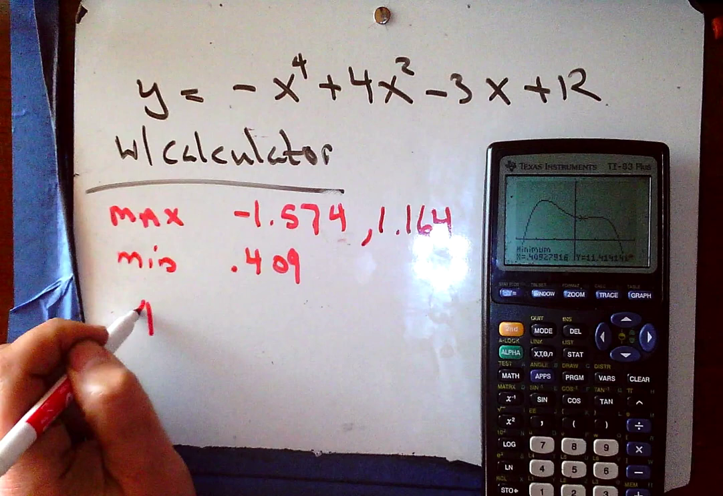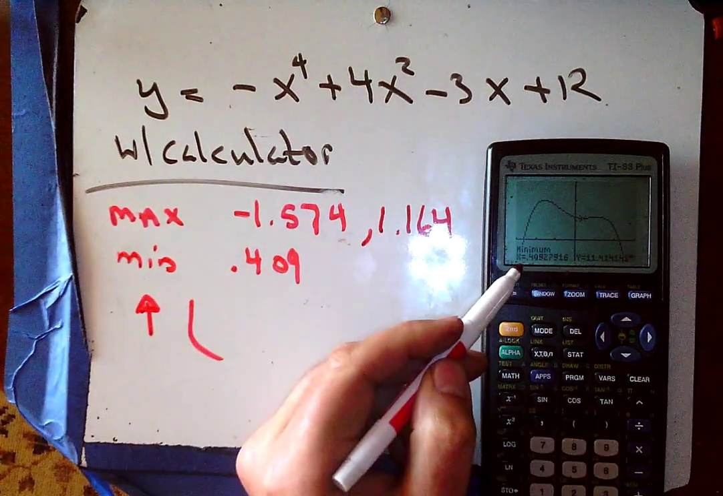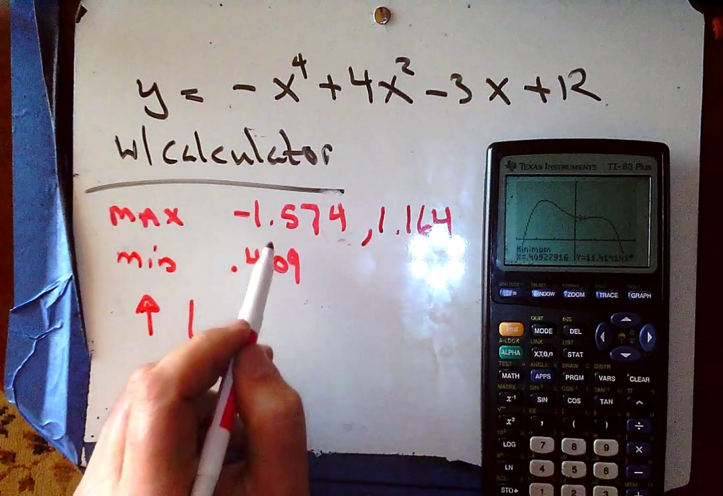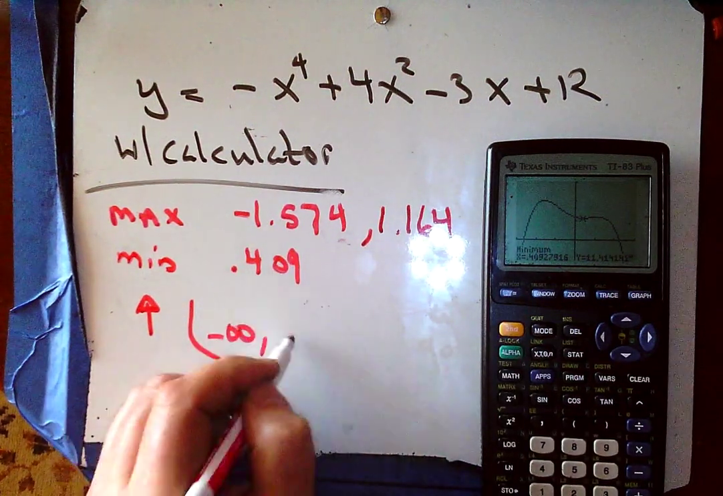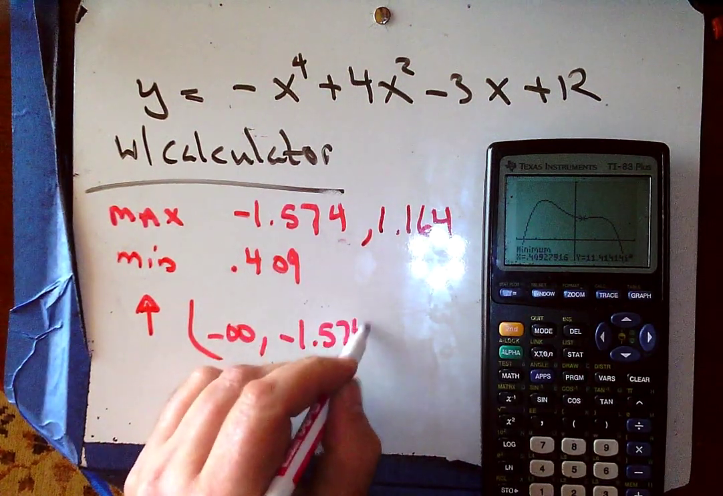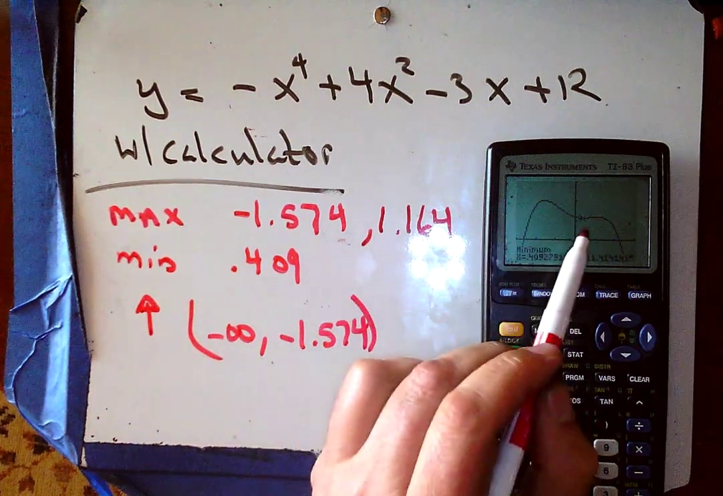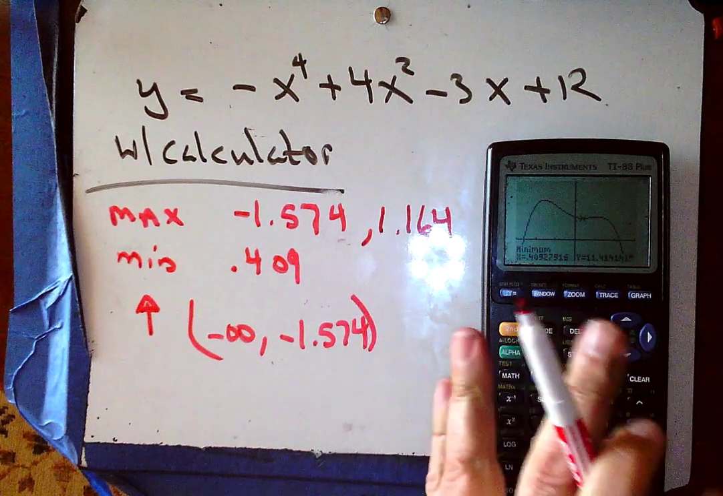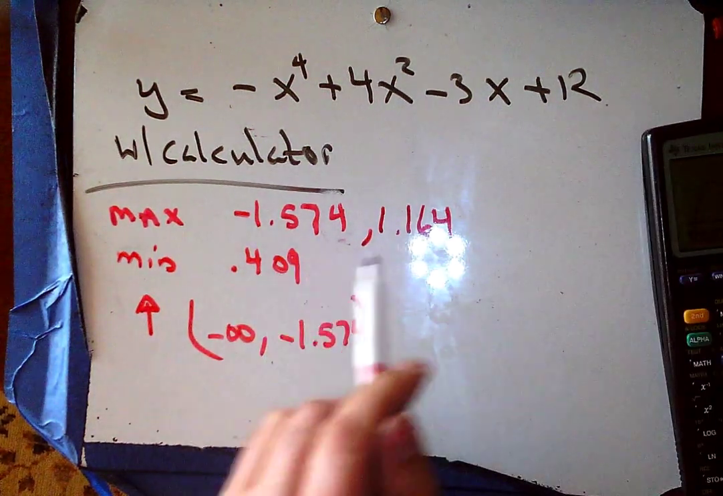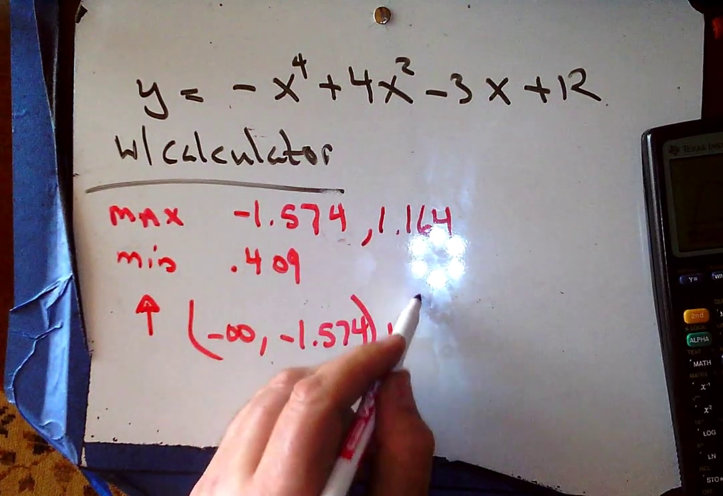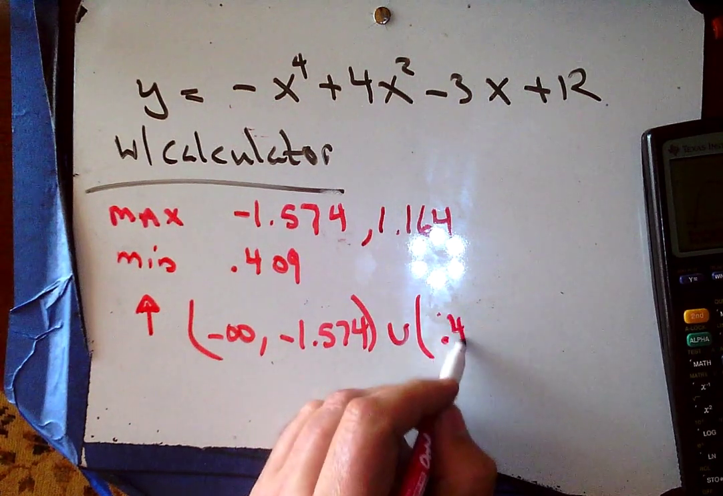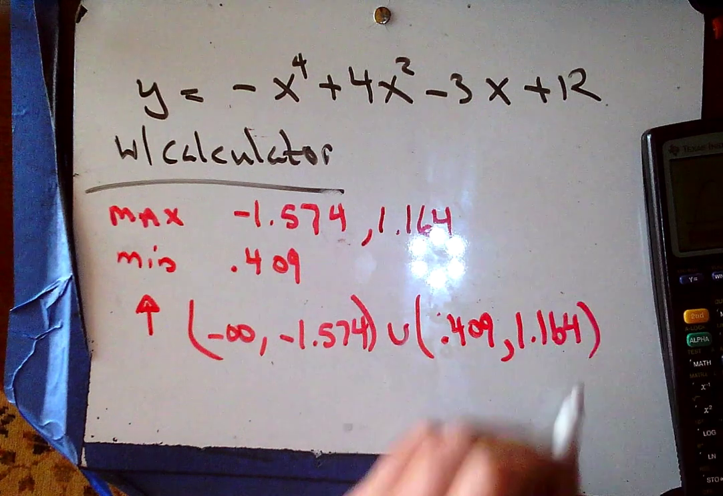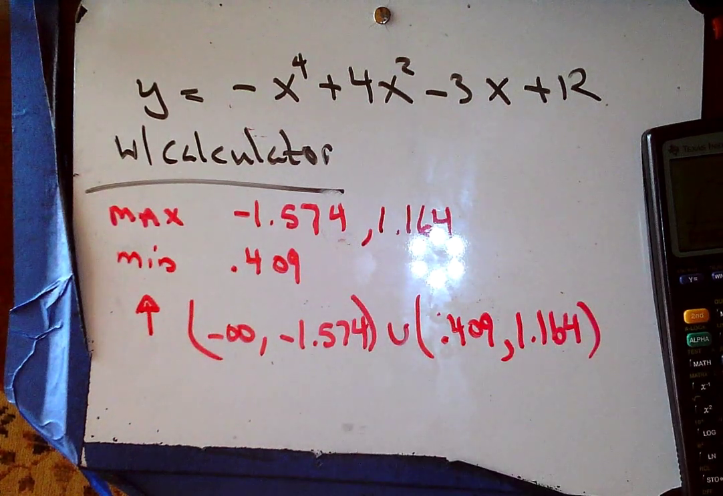Okay? Now, what about increasing and decreasing? Well, this function is increasing from negative infinity all the way up to that x value. That x value is here. So I want negative infinity to negative 1.574. But this function is also increasing from here to here, from this minimum to this maximum. So then I'm going to have 0.409, comma 1.164. That's when the function is increasing.